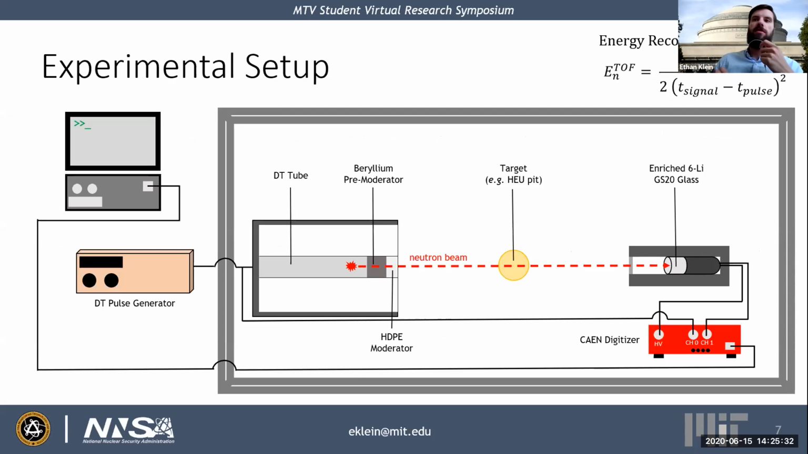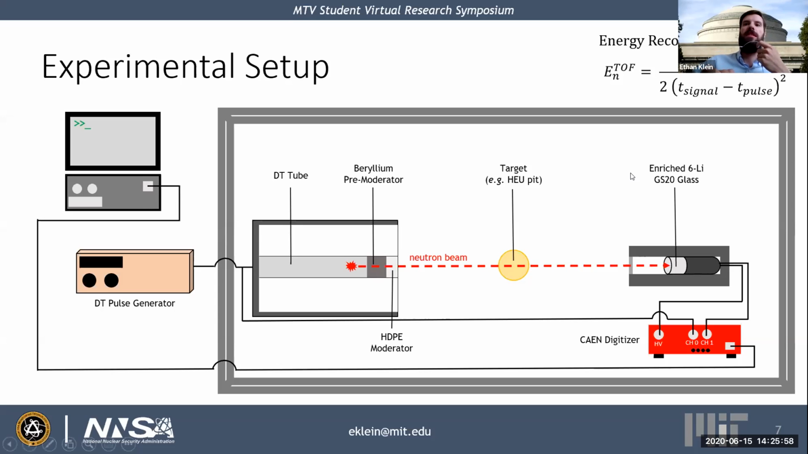So in terms of our experimental setup, here's just a quick little mock-up. Essentially we have our DT generator within a vault, and the pulse generator outside of the vault. We produce a neutron within the DT tube. The idea is to pre-moderate it in beryllium, which I'll speak to in a minute, which allows an (n,2n) reaction to increase your epithermal neutron flux, followed by moderation in a high-density polyethylene moderator.